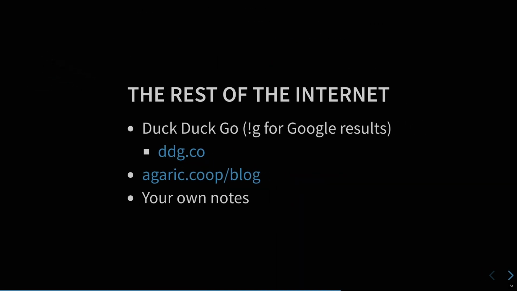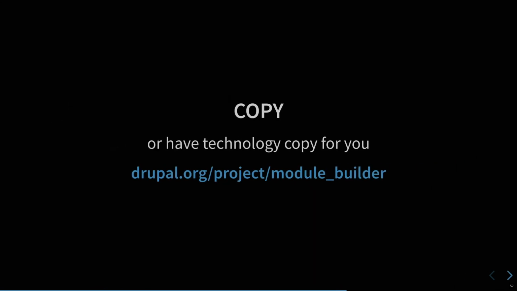And again, for the rest of the internet, I like to start with DuckDuckGo and get one set of results. If it's not getting what I look for, !G. Garg.co/blog shows up surprisingly often when I'm searching for how to do things on the internet. And your own notes, get them on the internet so you can find them again. Again, this happens to me constantly. And then copy or have technology copy for you.